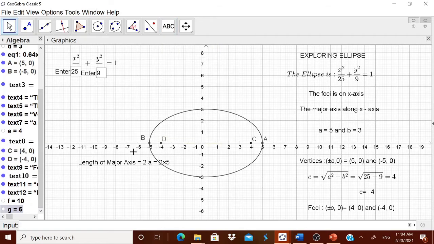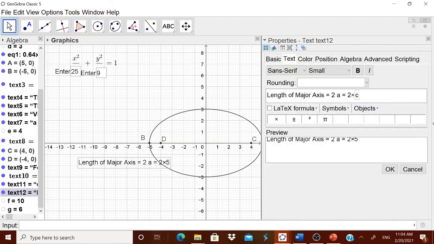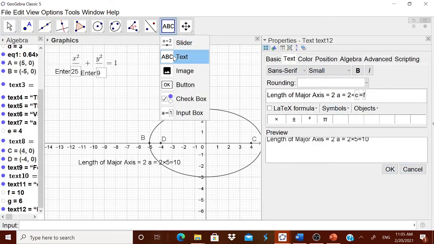Well, now let us go for its major axis. Length of the major axis is equal to, what is the number now? On the left side, you are seeing that it is f. So from the object, you select f. Good. Again, let us go for one more text now.